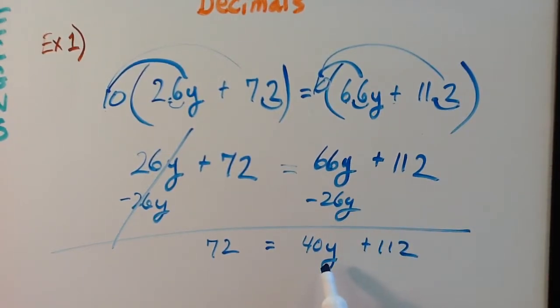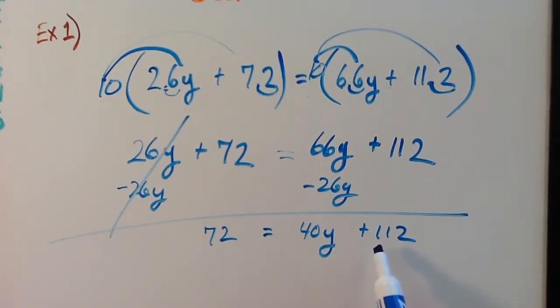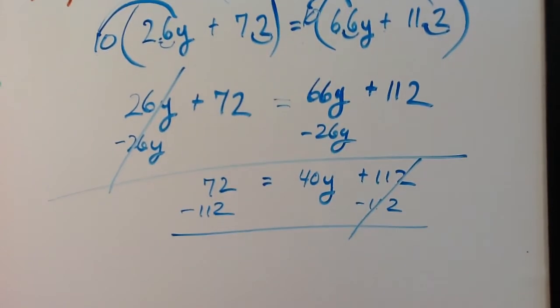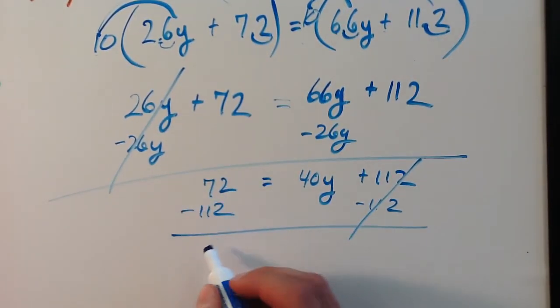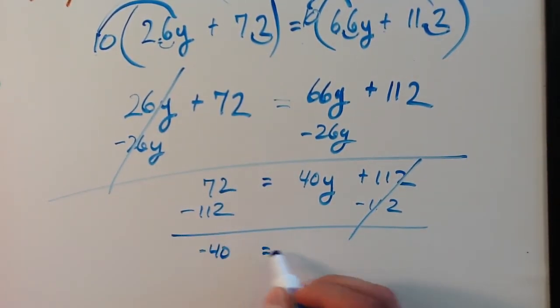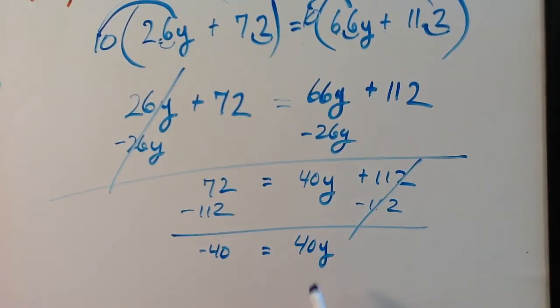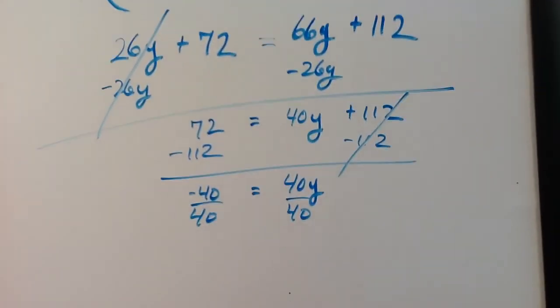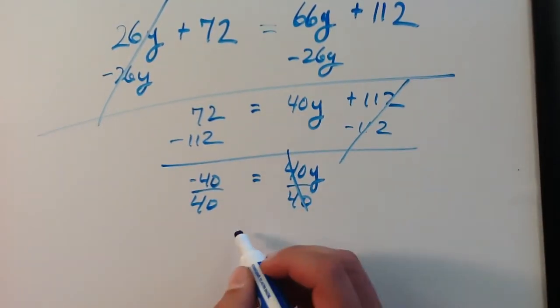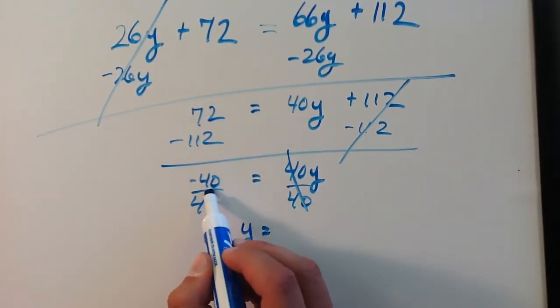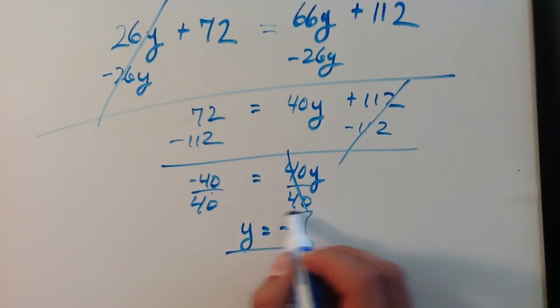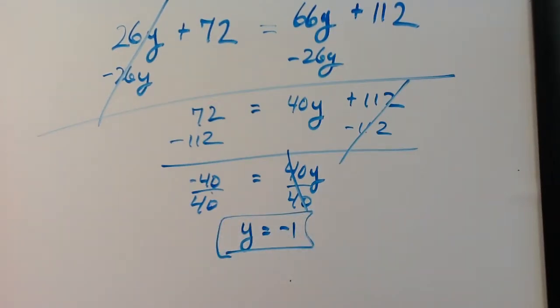Since I have my variable on the right side, I get the numbers on the other by subtracting 112, so those 112s cancel. 72 minus 112 is negative 40, equal to 40y. Solve for y by dividing by the coefficient, which is 40. Those 40s simplify, and so y is equal to negative 40 divided by 40. That's negative 1, right? So y is negative 1.